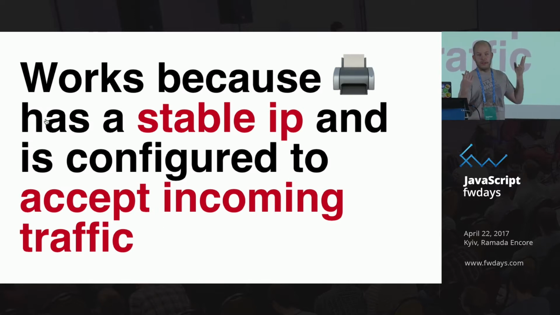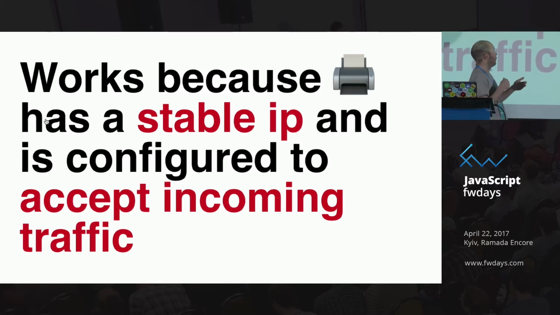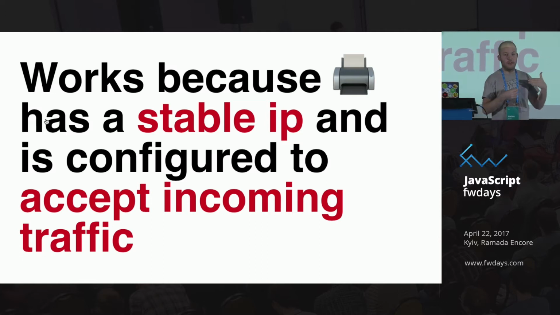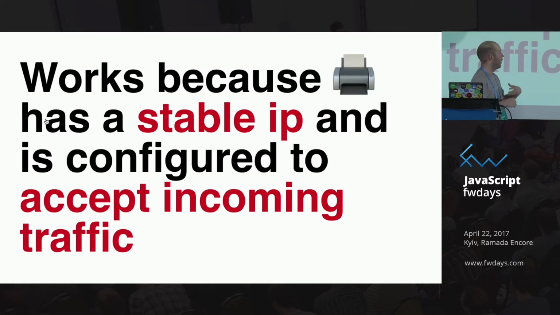And this works because the IP is not changing, because the server is running on some server, right? So it's probably running on Amazon, and Amazon gives you an IP, and they promise they won't change that IP. It's going to be stable, so you can point a DNS record to it. And also, the server is configured to actually accept incoming traffic, which makes things easy. So it's configured to accept a connection when it comes in and not reject it.